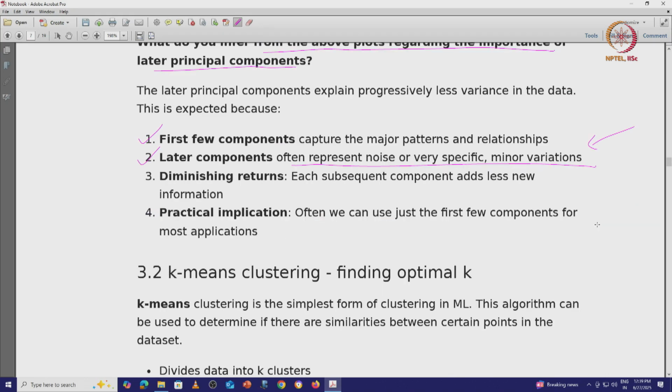So it's on a case to case basis you have to see this, and obviously there are diminishing returns. Every subsequent component adds less new information, as long as you have ordered them in the order of decreasing eigenvalues of the covariance matrix of this scaled data, and one can often just use the first few components for most applications.